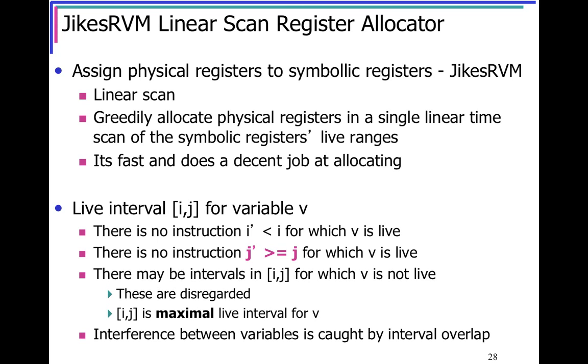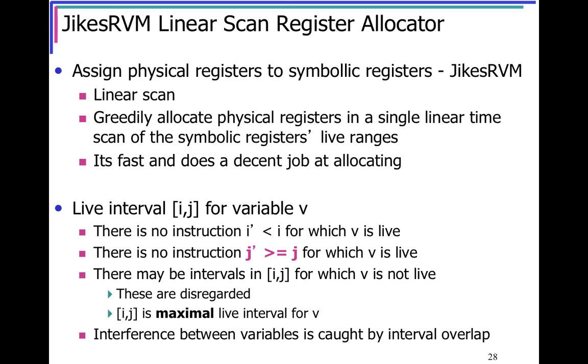In order to do this, we're going to develop a linear scan register allocation algorithm. The way this works is it makes a pass over the code and identifies the live intervals for each variable. So the interval is represented by a pair in hard brackets, a pair [i, j], and i is an instruction such that there is no instruction i' that happens before it for which v is live. We define j as the instruction for which there is no instruction equal to or after this instruction j for which v is live.